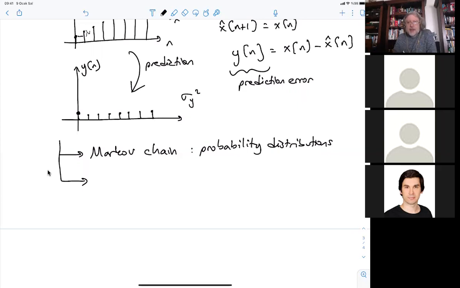Like this. The other one is more towards the signals, and it will show us the reduction from sigma x squared to sigma y squared. And for this one, we will be using linear predictors mostly, because nonlinear predictors are difficult to optimize, but they perform, of course, usually better.